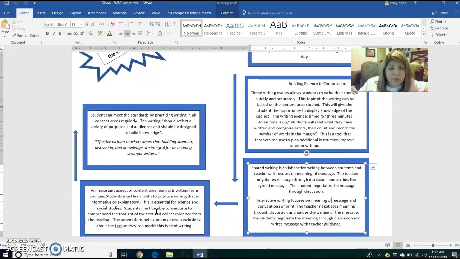One of my favorite quotes was probably the conclusion quote in this website. It said, "Effective writing teachers know that building stamina, discussion, and knowledge are integral for developing stronger writers." That sentence says it all with that website and the article that I read.